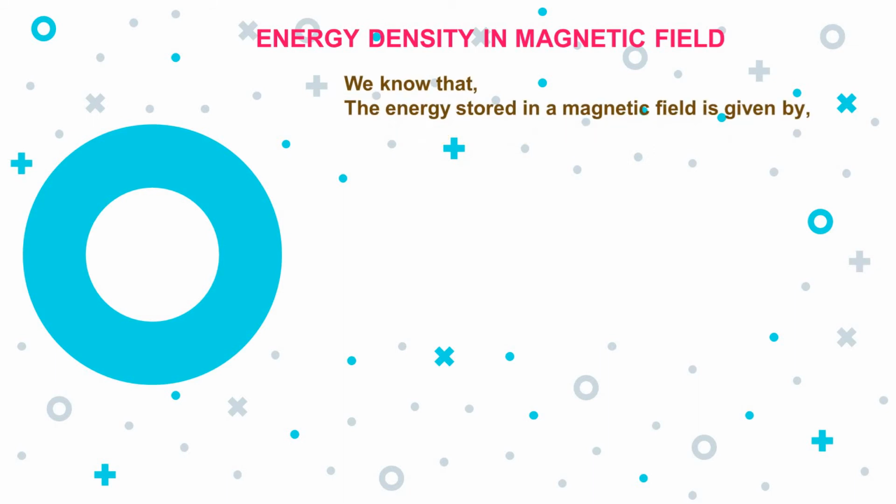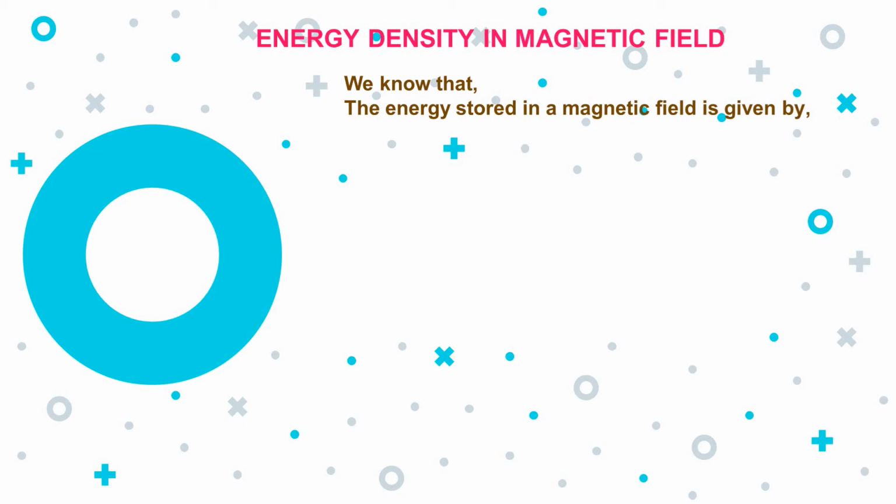Now the second part is energy density in magnetic field. Density is energy stored per unit volume. In general, density is something per unit area, or charge per unit area, we can say. So with respect to electric field, what is density?